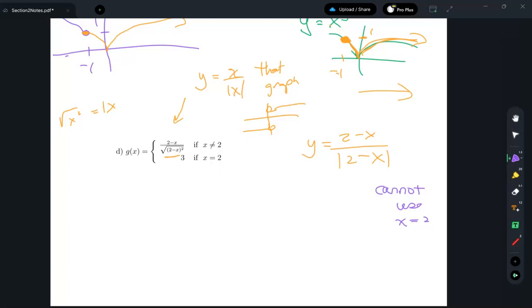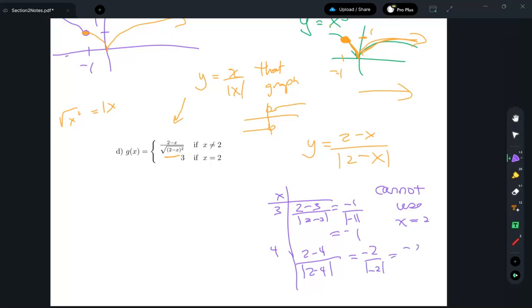Okay, so let's try numbers on either side of 2 to see what's happening. So if I plug in x equal 3, I get 2 minus 3 over the absolute value of 2 minus 3, negative 1 over the absolute value of negative 1. That gives me negative 1. Okay, what happens if I choose 4? I get 2 minus 4 over the absolute value of 2 minus 4, negative 2 over the absolute value of negative 2, negative 2 over 2. That gives me a negative 1.